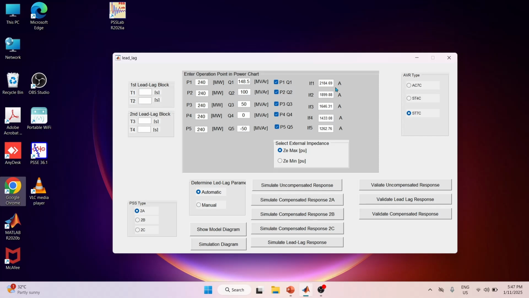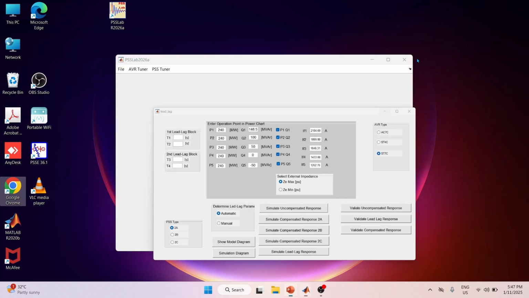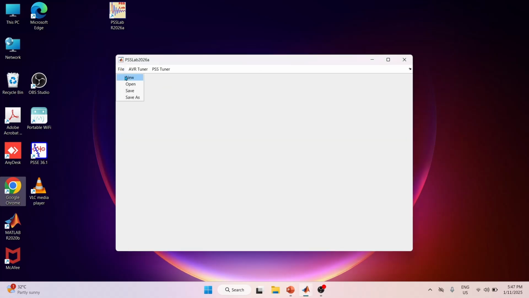You can see that at the rated operating point the obtained field current is around 2185 amps, whereas the value in the data sheet is, let us check from the parameter forms.